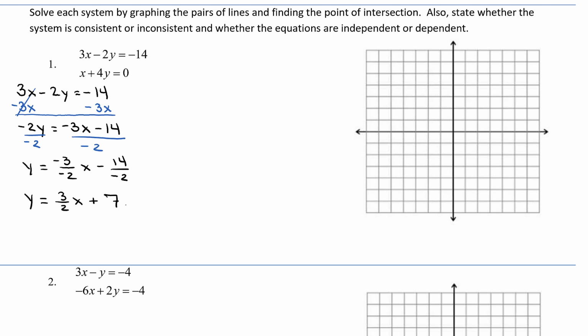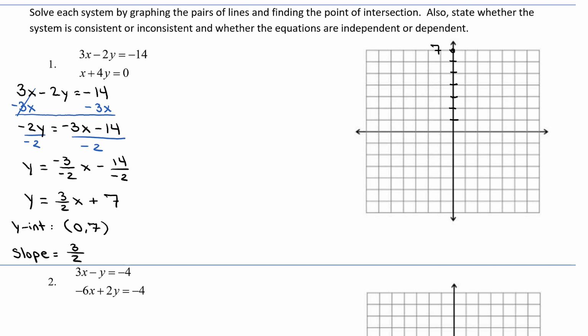So this equation is now in slope-intercept form. That's y equals mx plus b. So the y-intercept would be (0, 7). And the slope is going to be 3/2. So that means I'm going to be able to go up 3 units and over 2 units to the right.